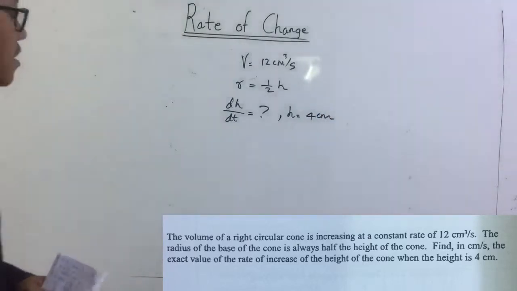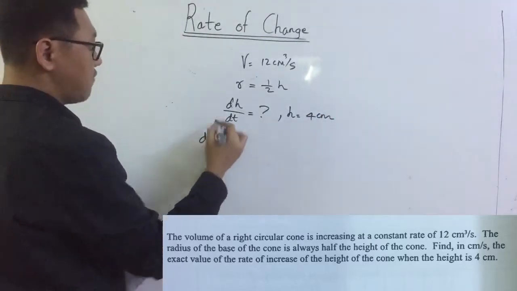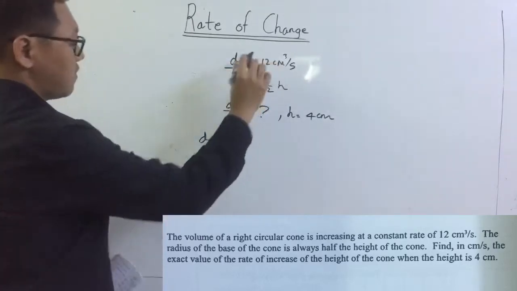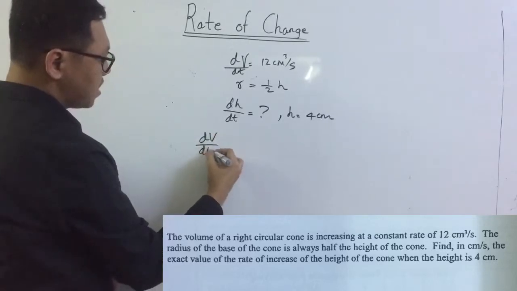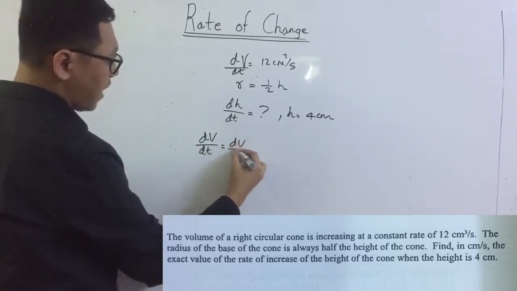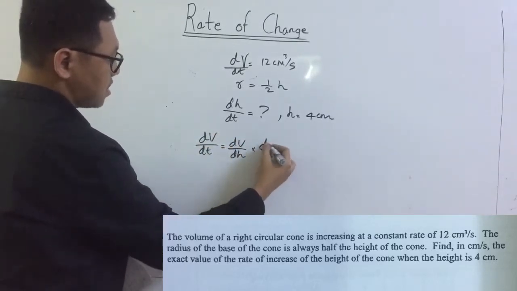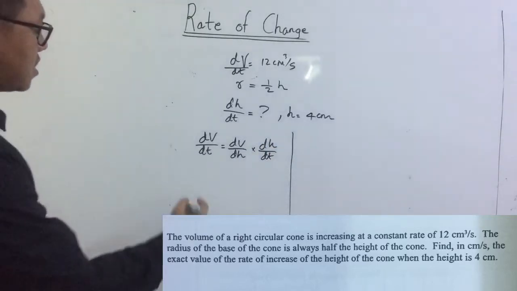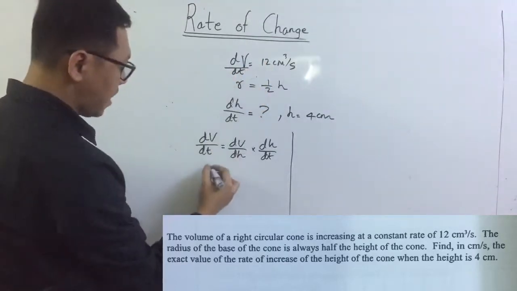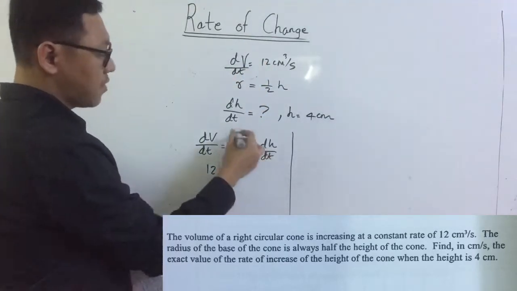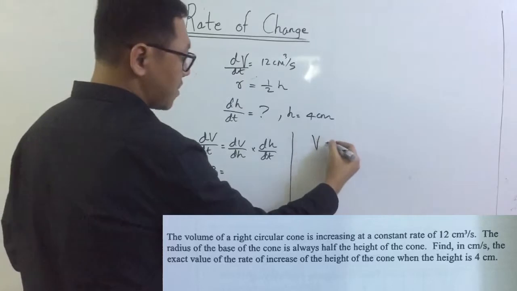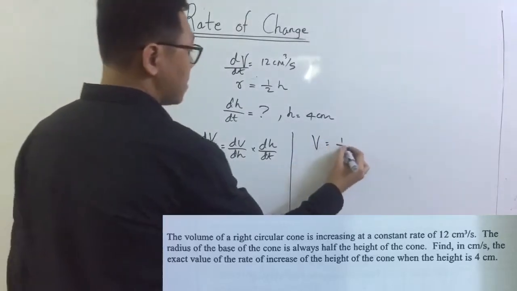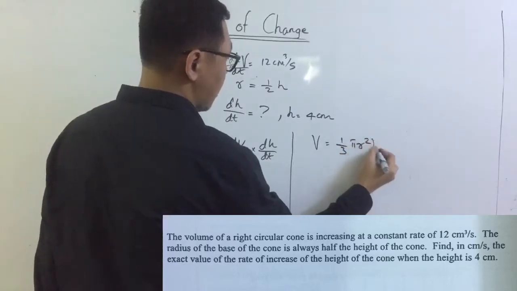Okay, so we have to start with dV by dt. Oh, why am I always doing this? This is dV by dt. dV by dt is equal to dV by dh times dh by dt. dV by dt is here 12 cm cubed per second. dV by dh we don't have, so I'm gonna write down the formula for a right circular cone again: 1 by 3 pi r squared h.